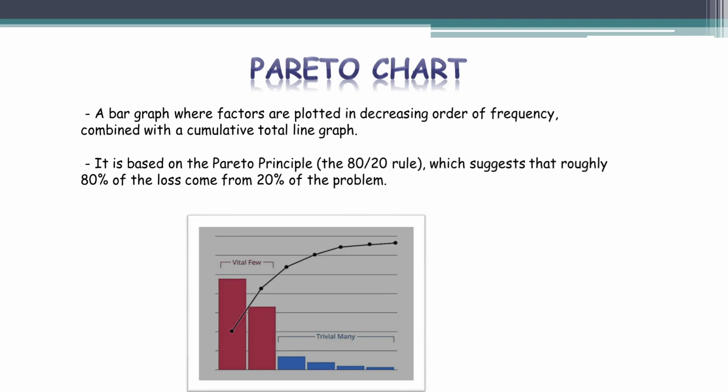So next is the Pareto chart. It is a combination of bar chart and line chart. Also, it gives the cumulative total percentage. The Pareto principle is the 80-20 rule. What is the 80-20 rule? The problem solving team has to focus on the vital few problems rather than the trivial many problems. It means attacking 20% of the defects will reduce 80% of the loss.